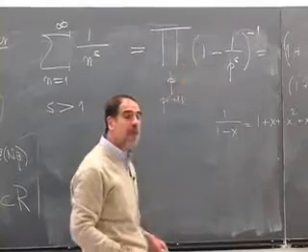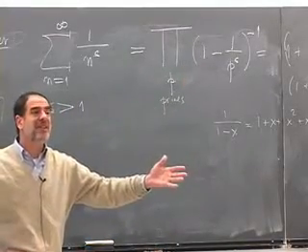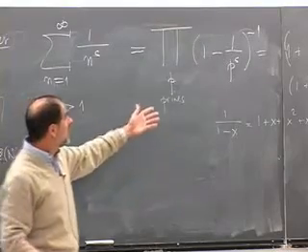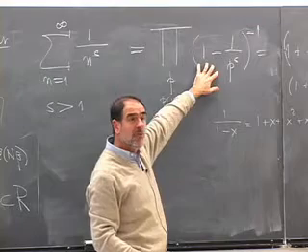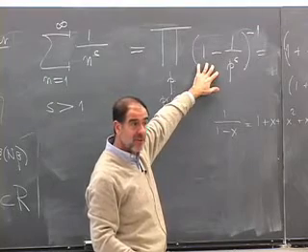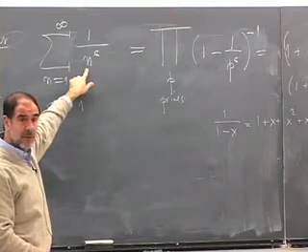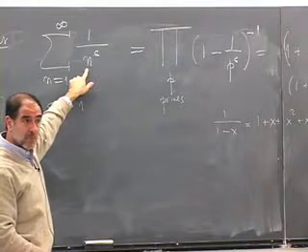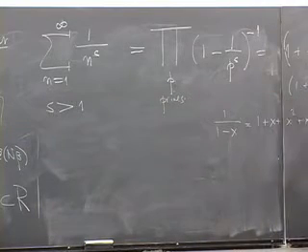For example, he gave a really good proof that there are infinitely many primes. Here's a proof that there are infinitely many primes from this. If there were finitely many primes, this would be a finite product, so it would converge for all values of s. But this doesn't converge for s equal 1. So that's like the first great proof of the infinitude of primes since Euclid.